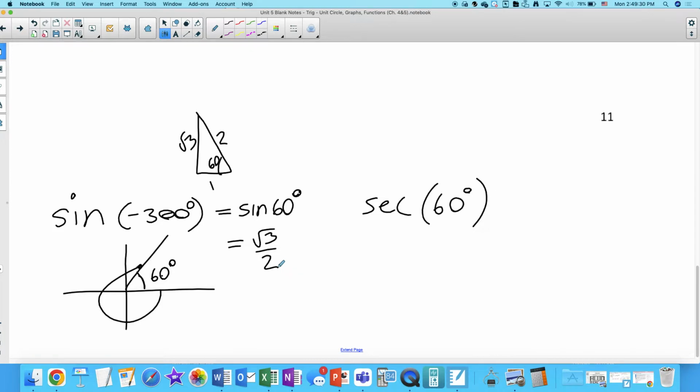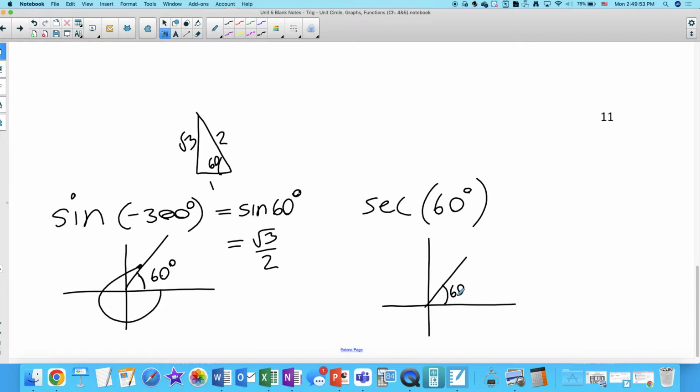Okay, secant of 60. So we're dealing with 60 degrees again. If you are in the first quadrant, you don't need to really worry about CAST. This is going to be positive. So we just need to know what, and the reference angle is 60 degrees as well. It's the same as the angle. We need to know what the secant of 60 is.